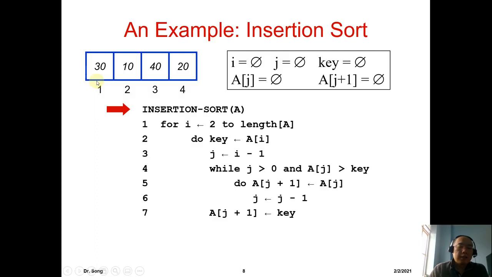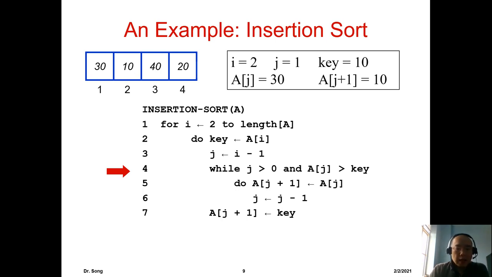Because the number 1, the first value, is already sorted, if we consider it as the only value in the sorted portion. So the first thing we want to do is expand the sorted portion to the first 2 items. So we want to include the value 10. So the first step, we have i as 2 and j is 1, and the key is 10, because this 10 is the value we want to insert into the right location in the sorted portion.